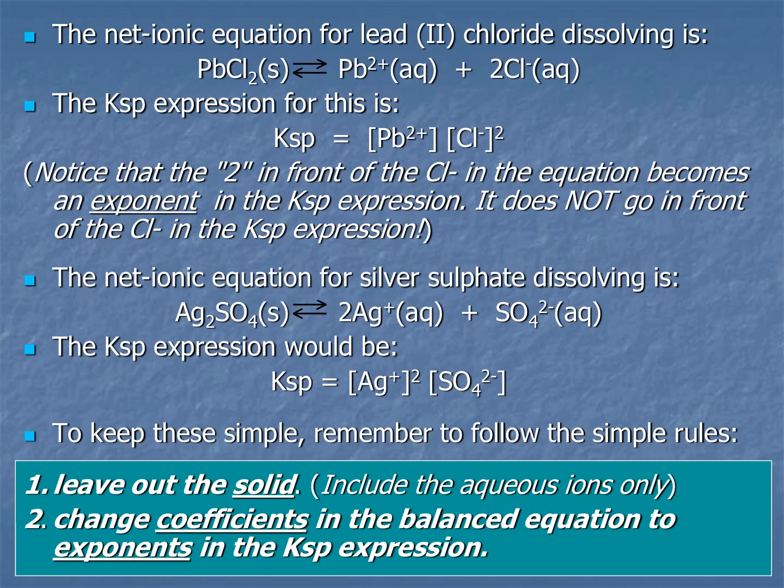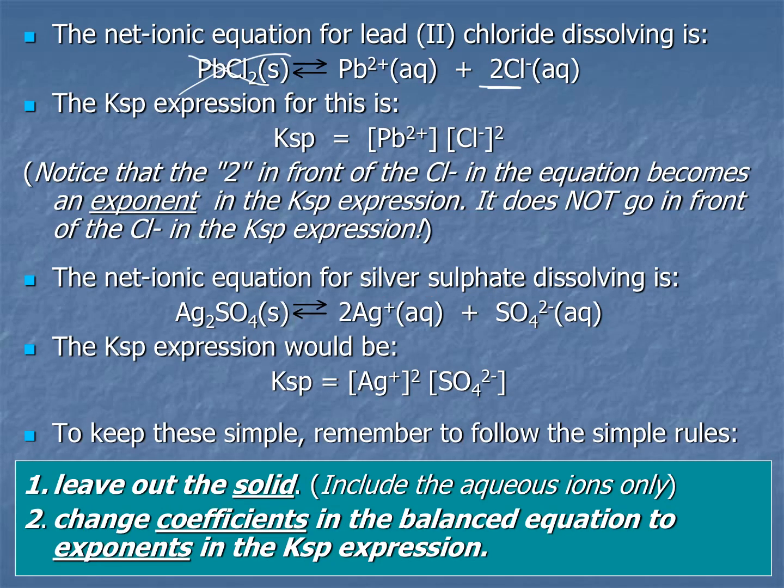So for lead 2 chloride, we have PbCl2. It's always solid first, equilibrium arrows, then the ions, separate it into its ions and balance it, 1 lead, 2 chlorides. So the Ksp expression would be Ksp of my products over my reactants. This is a solid, so we don't write it. So Cl to the 2 power for the 2 coefficient, and then Pb2+. Notice our 2 does not go in front, it is an exponent.